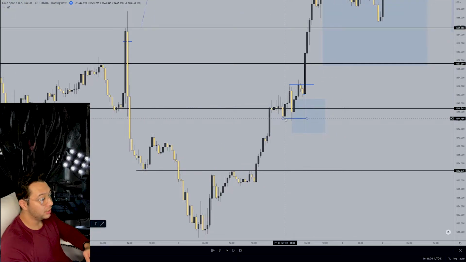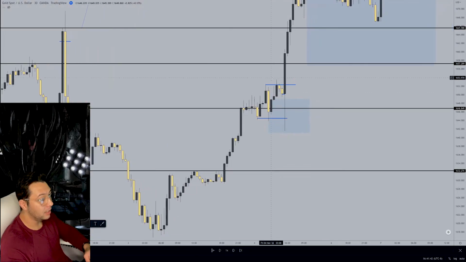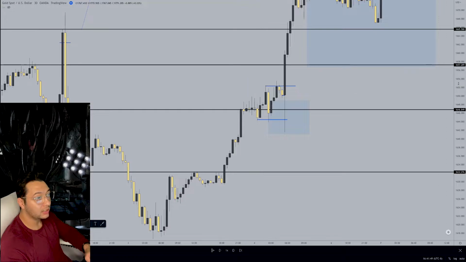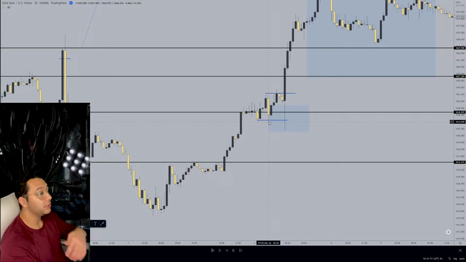These lows right here were set during London. These are the London lows, okay? Then these are the London highs. So if the London high was just taken out, you should expect a higher low to be made, or the lows to get taken out, but it to be a fake out, okay, which is what happened.